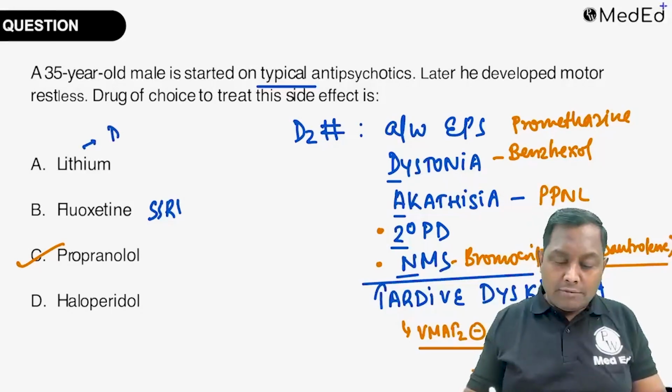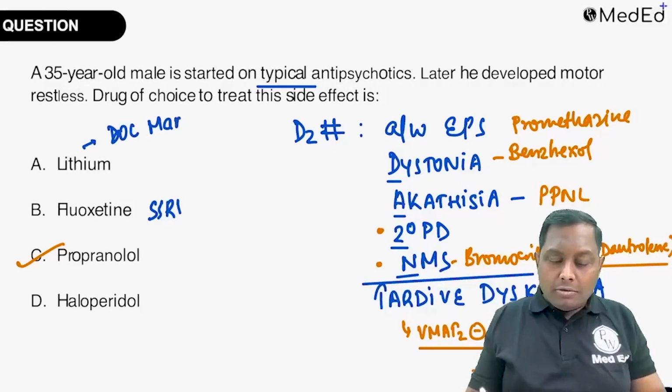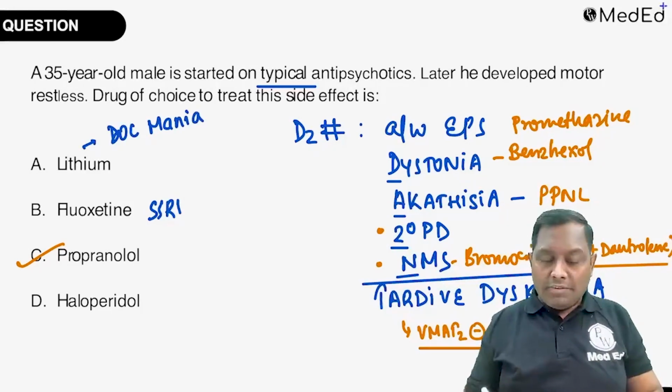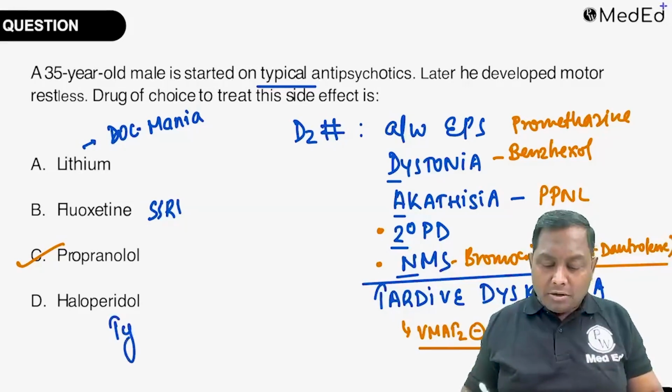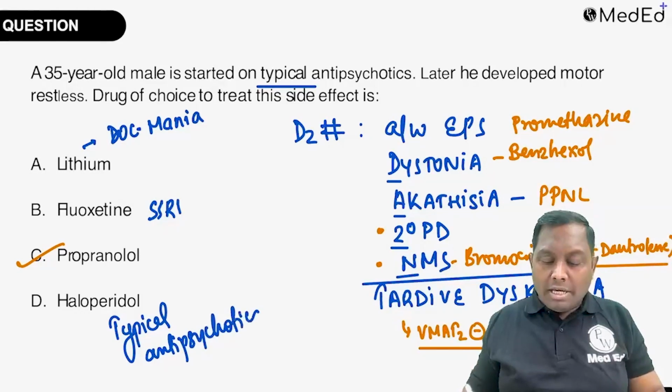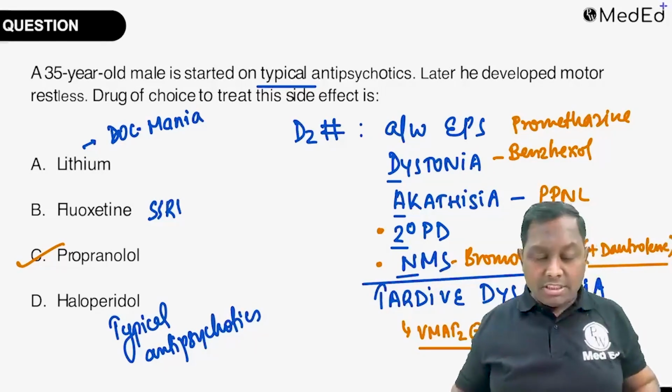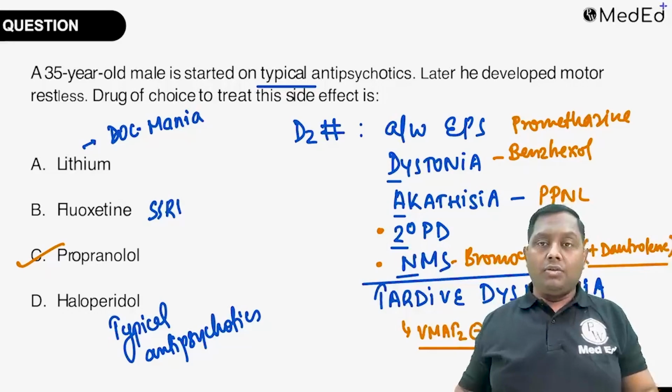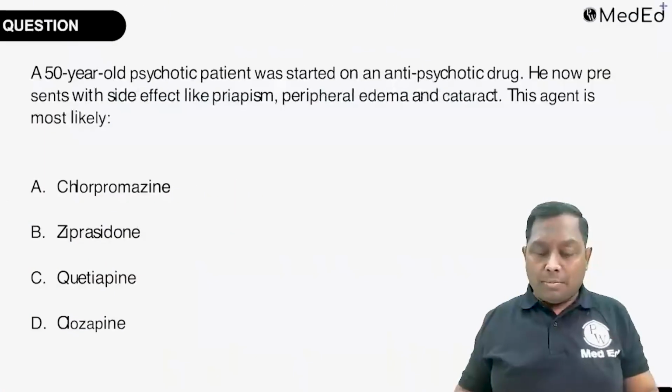Lithium is the drug of choice for mania. It has no role here. Haloperidol is also a typical antipsychotic, and if you use it, it will further worsen the problem of extrapyramidal symptoms. So anyway, this is not used. Haloperidol is not used. Again, in this case scenario, the drug of choice is going to be propranolol.